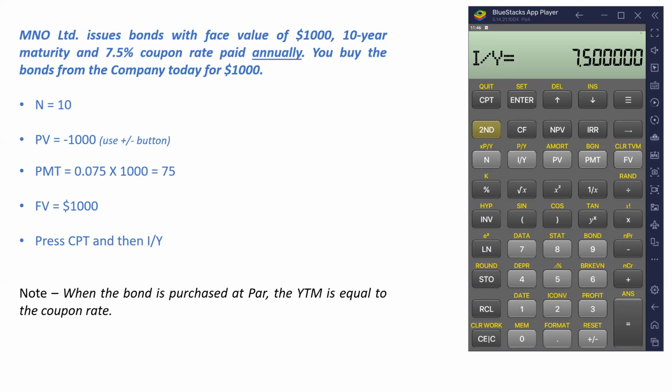So as you can conclude, if the bond is purchased at par, that means a $1,000 bond, you are buying it today for $1,000 only, then the YTM is equal to the coupon rate of 7.5%. So YTM 7.5%, coupon is also 7.5%. Both of them are equal when you are buying the bond from the company at par.